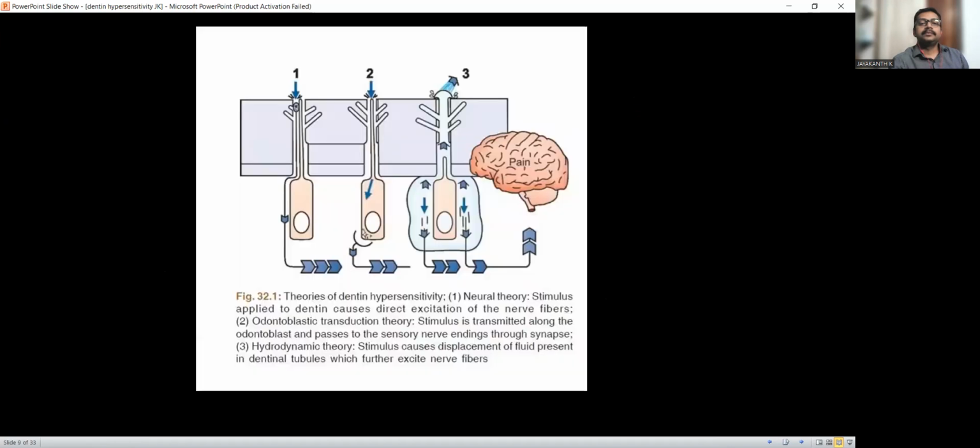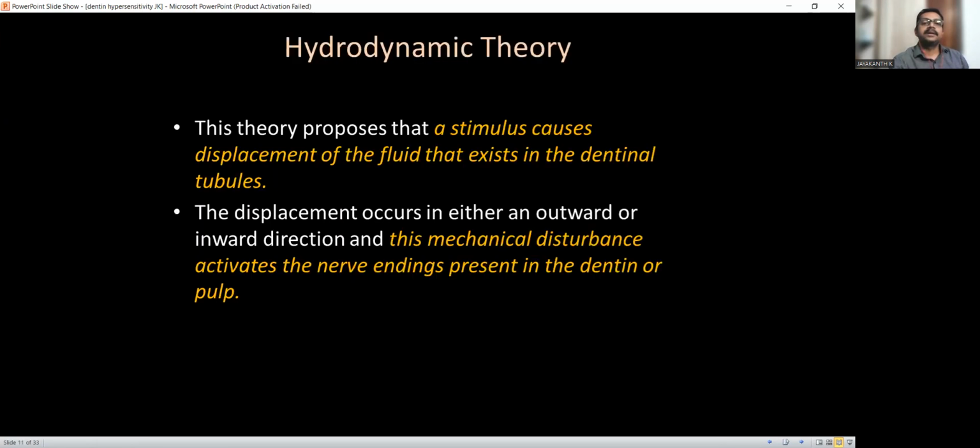Now, the next theory is the hydrodynamic theory. This is considered the most accepted theory nowadays. This theory proposes that a stimulus causes displacement of the fluid that exists in the dentinal tubules. We know that there is a fluid associated with the dentinal tubules. According to this theory, a stimulus causes displacement of the dentinal fluid. The displacement occurs in either an outward or inward direction, and this mechanical disturbance activates the nerve endings present within the dentin or the pulp.